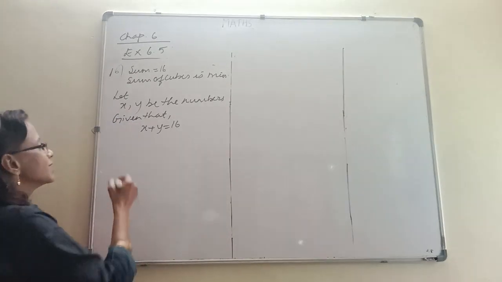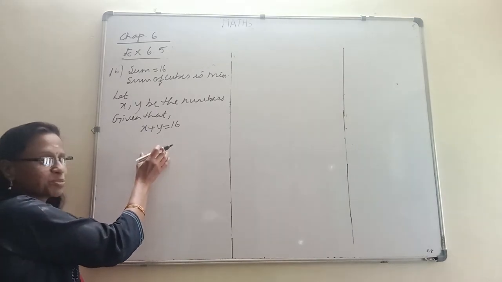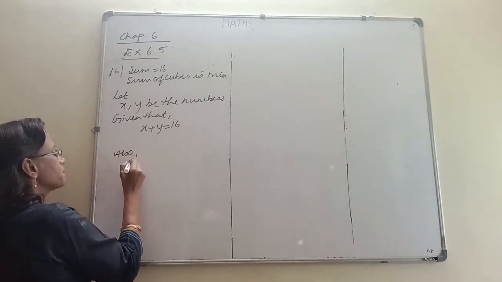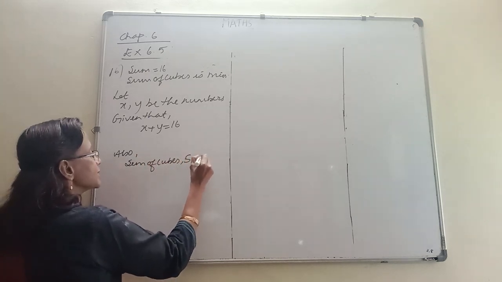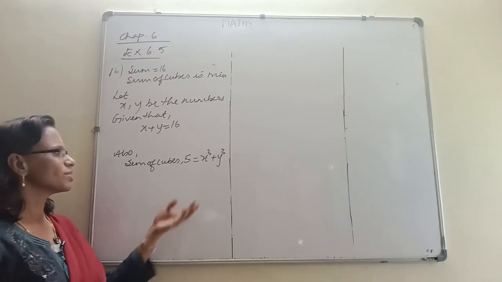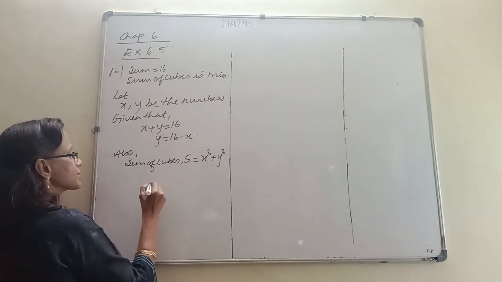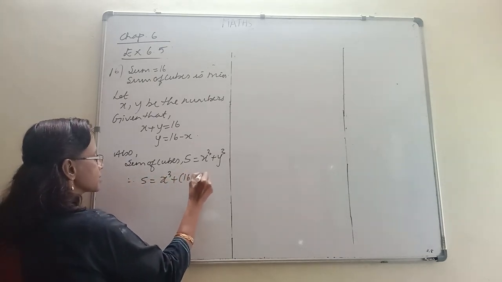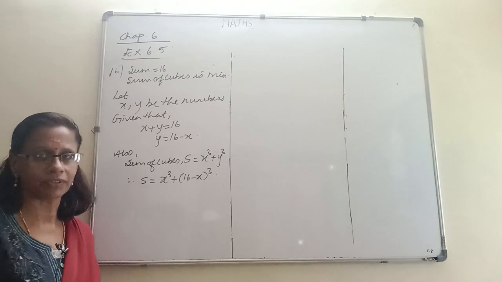For our convenience, we'll require a substitution, so let's see what would be a good substitution. The sum of cubes, which I prefer to call S, is x cube plus y cube. This is what we have to differentiate, but there are two variables. Both ways are equivalent, whatever you want to substitute. Suppose you substitute y as 16 minus x, then S becomes x cube plus (16 minus x) the whole cube. We are with one variable now.